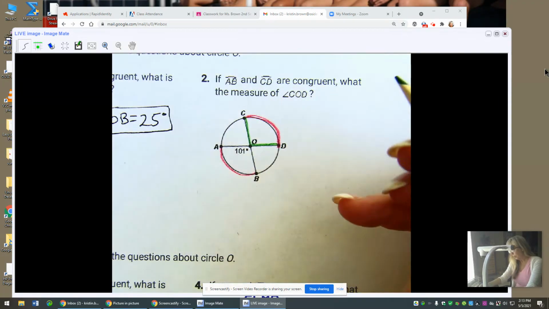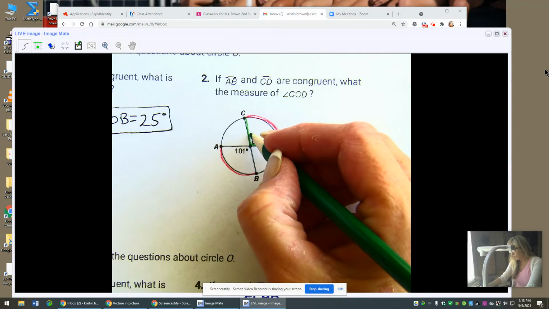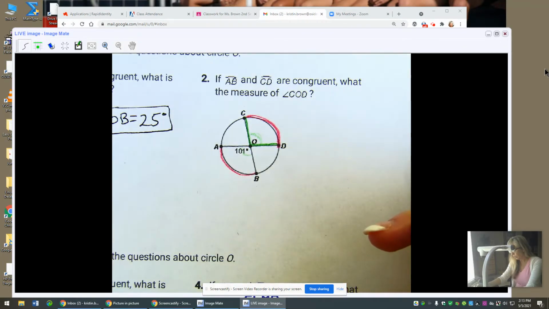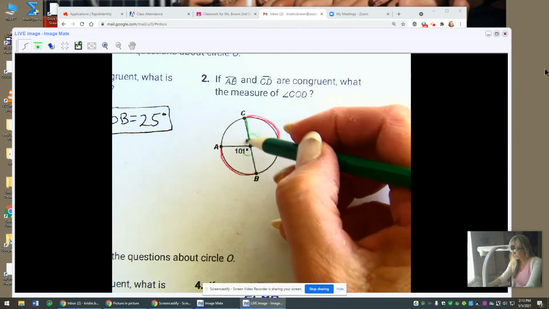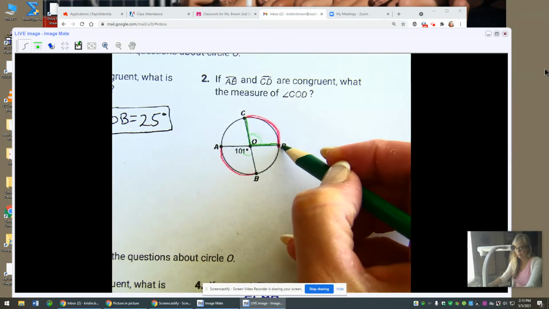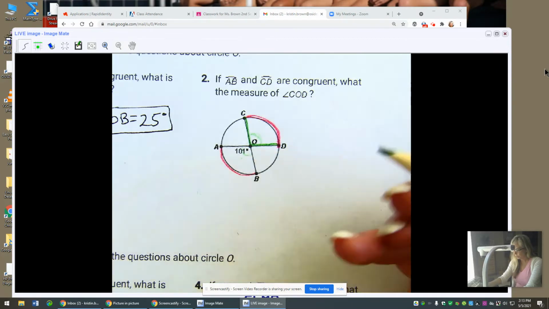COD. Well, I wanted to say because they're vertical, they're equal, but I suppose we would need a little more actual evidence to prove those are vertical. They certainly look like it. If it said CB is a diagonal and AD is a diagonal, then we would know for sure they're vertical, and we could just use vertical angles.